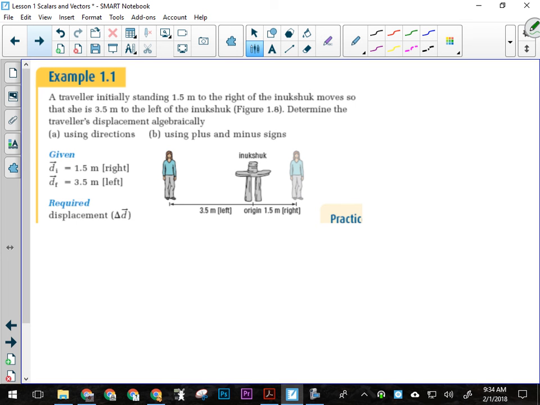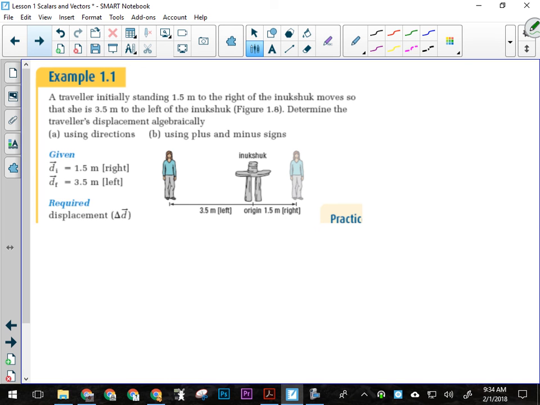Okay, so let's have a look at this one. I have this person who is standing 1.5 meters to the right of this Inukshuk. So this is where they're standing right here. Then they're going to move so that they are 3.5 meters to the left of the Inukshuk. Determine the traveler's displacement.